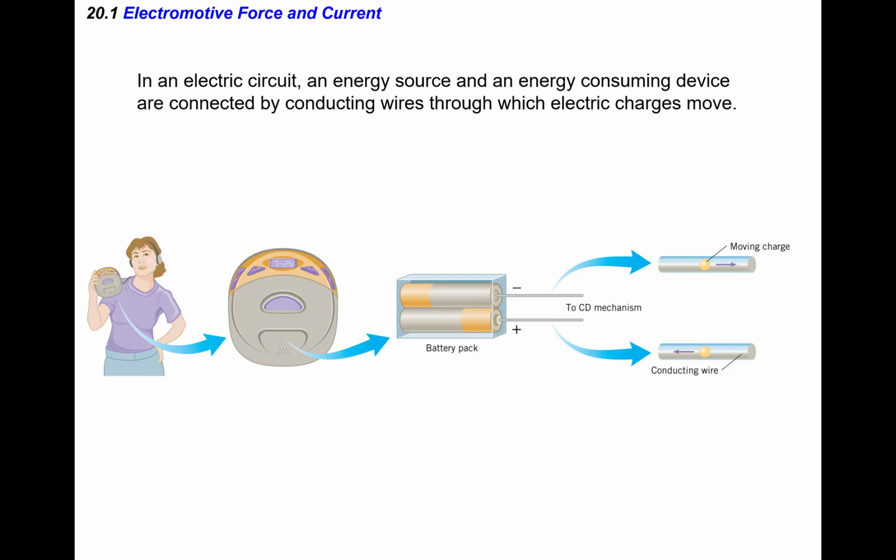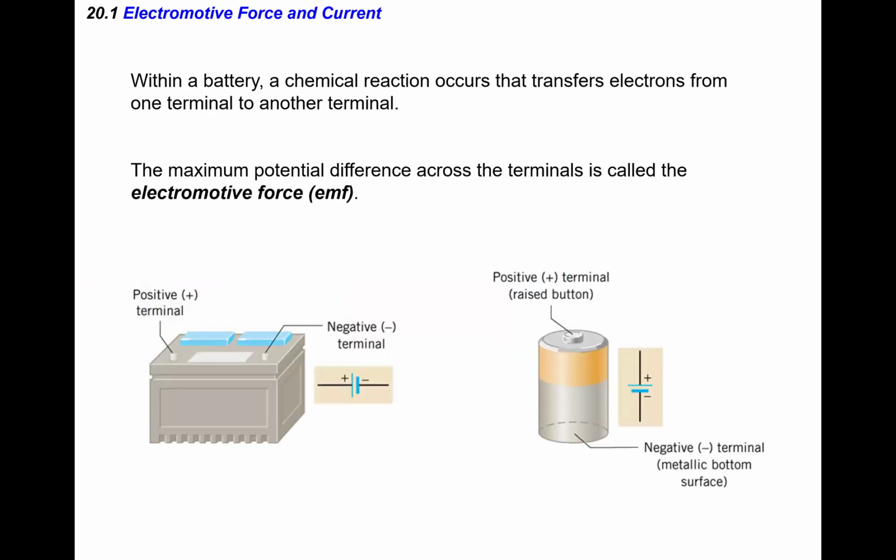So we have here in an electric circuit, an energy source and an energy consuming device are connected by conducting wires through which electric charges move. Here in this connection, usually we have an energy source, like this battery is the energy source, and it's connected by wire to our device. Okay, so the charges go through the wire, make a circuit so that our device can work.